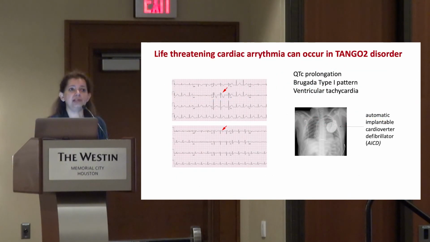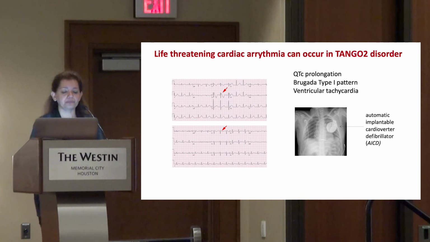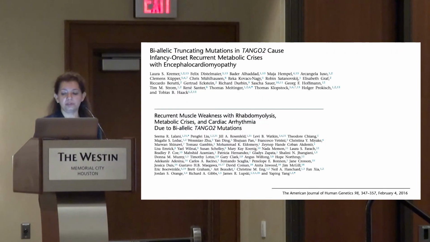And then, of course, life-threatening arrhythmia is always that risk for these children. And then some of them get this AICD placed to prevent these arrhythmias. So it was in 2016 that Dr. Distelmeier's group and Baylor's group put together these families and published this. And this was just the beginning because there's so much more work that needs to be done. So many questions that remain to be studied.